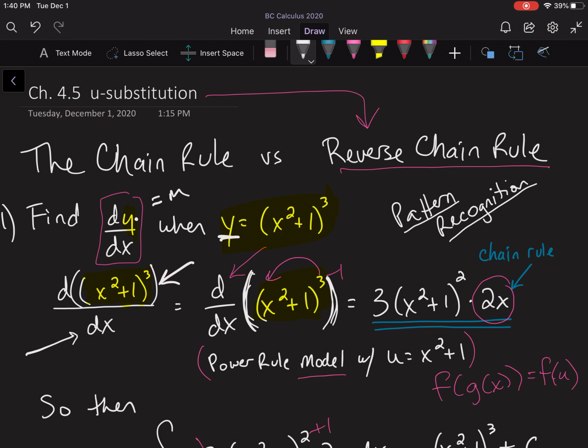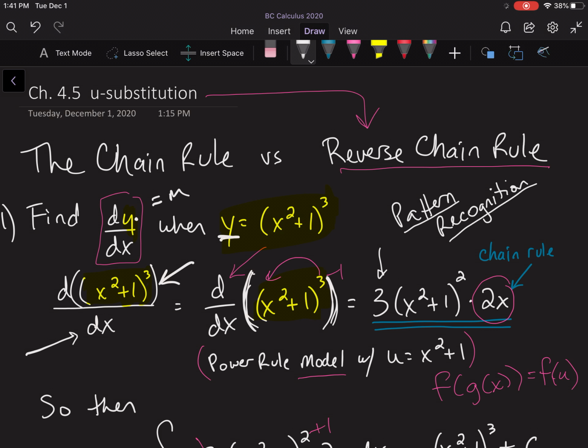We did chain rule. And just like the power rule, you decrease the power by 1 after you pull out the coefficient. So 3 comes down in front, and then you decrease the power. So it's 3 times the quantity x squared plus 1, squared, and then times 2x. That's the chain rule part.